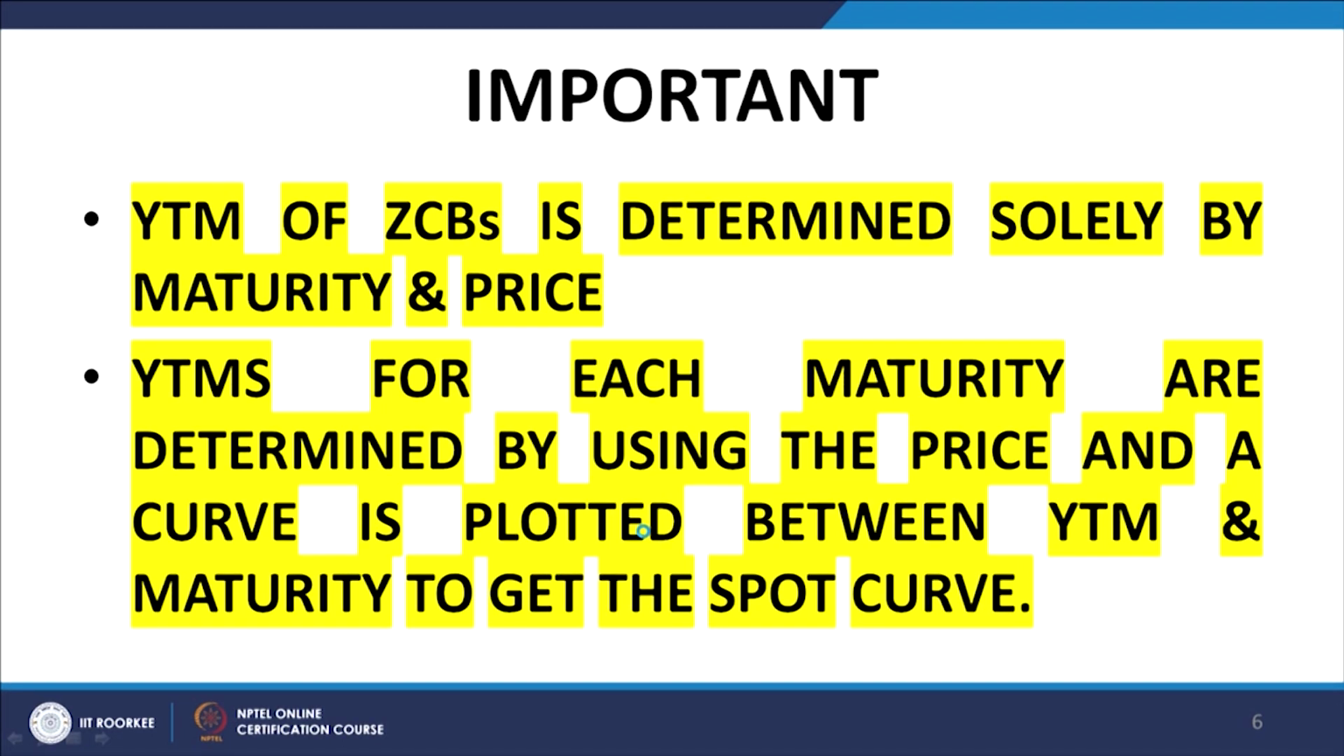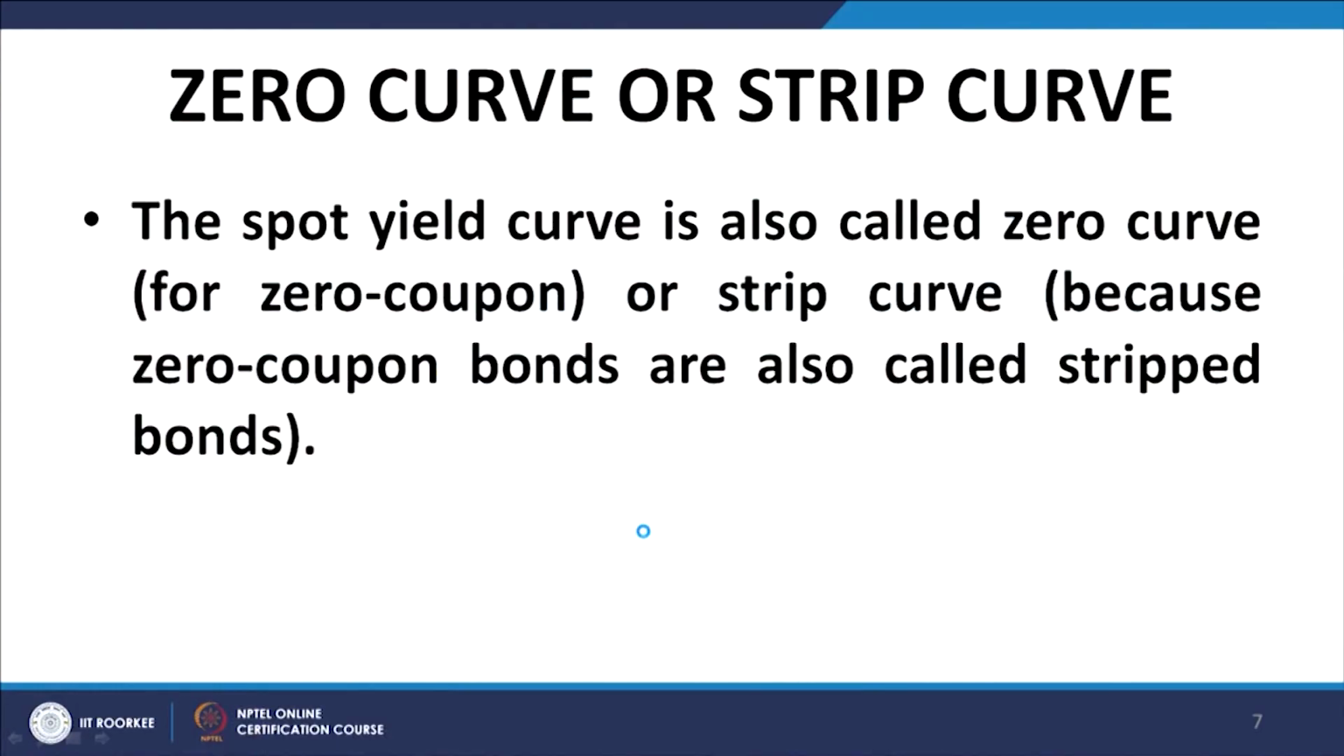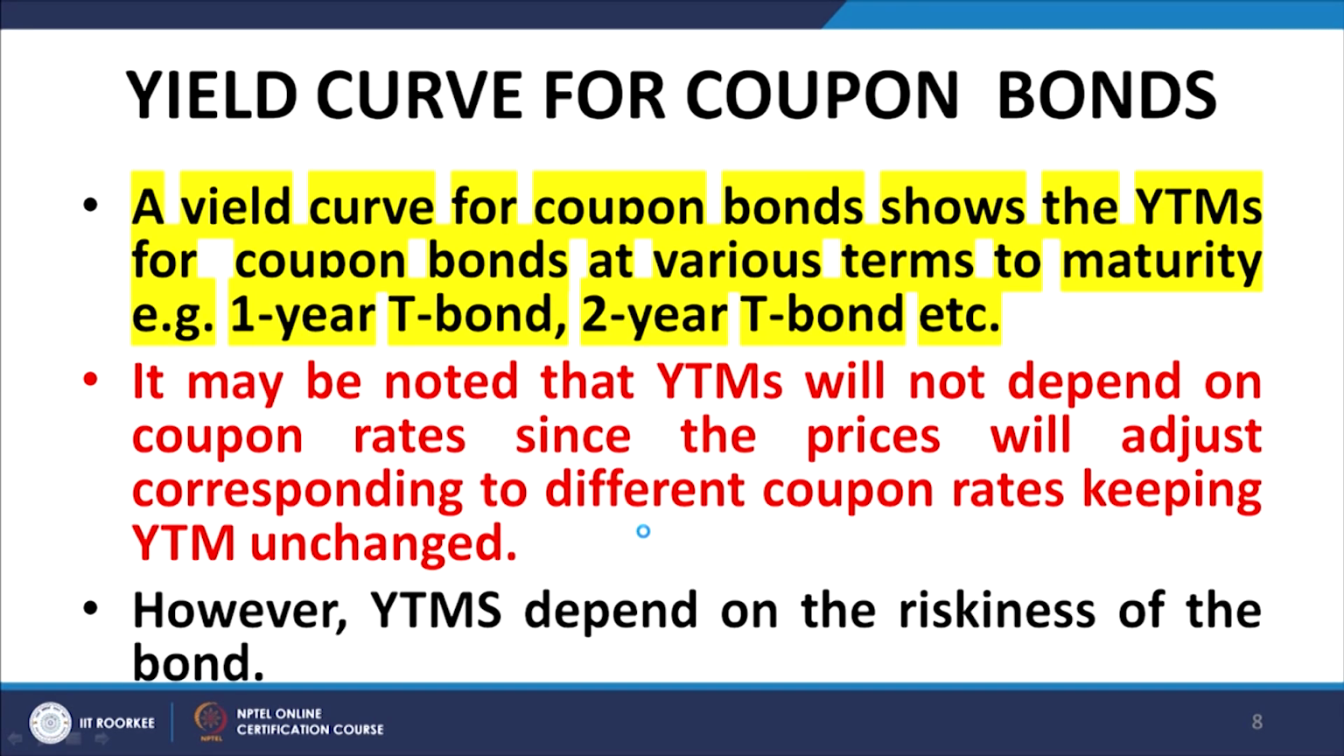So, the YTM for each such security is determined by using the price, as I mentioned just now. Using the price, we work backwards, we work out the YTM, and then we use the YTM to plot a curve between the YTM and the maturity to which that YTM relates. This curve is also called the 0 curve or the strip curve, because the 0 coupon bonds are also sometimes called stripped bonds.